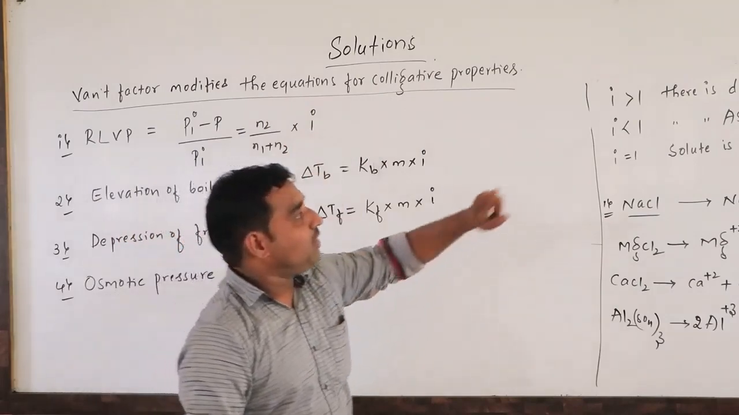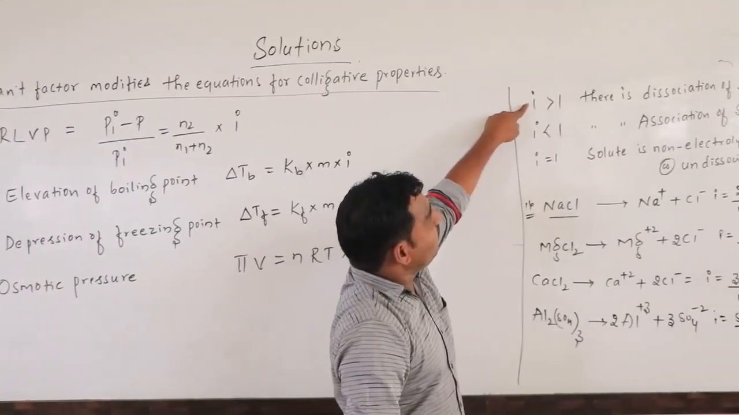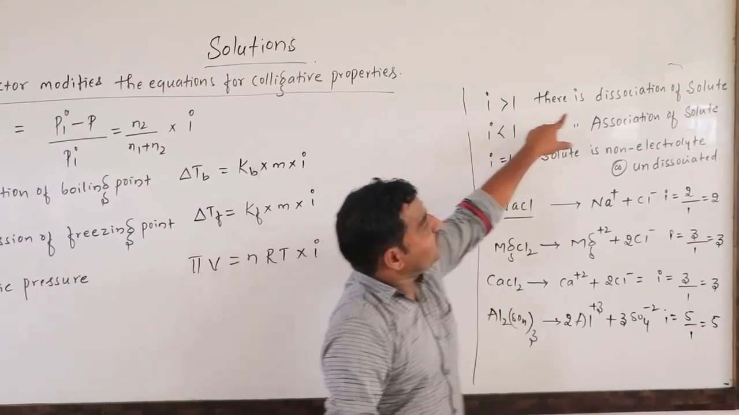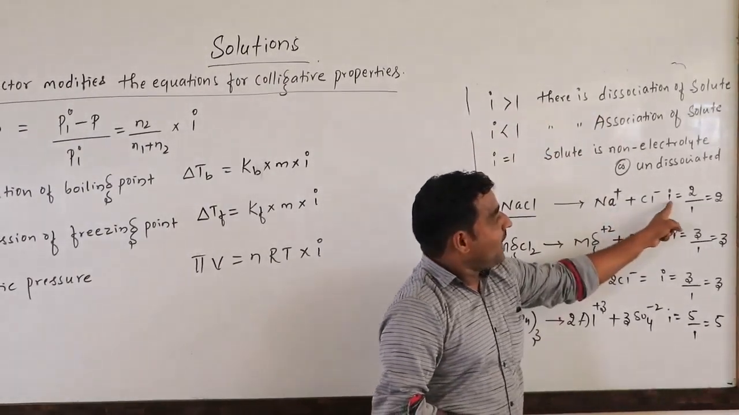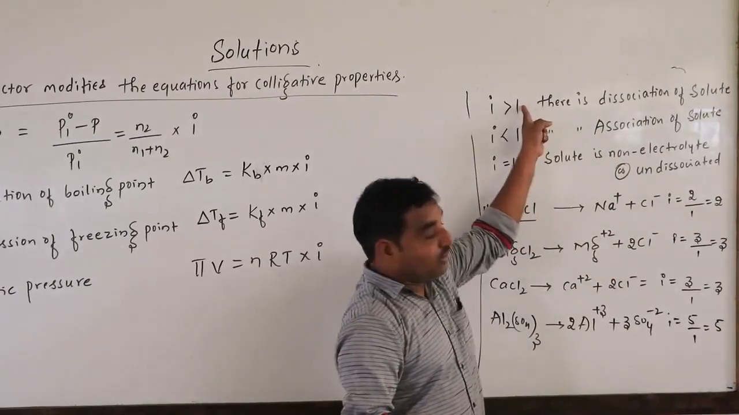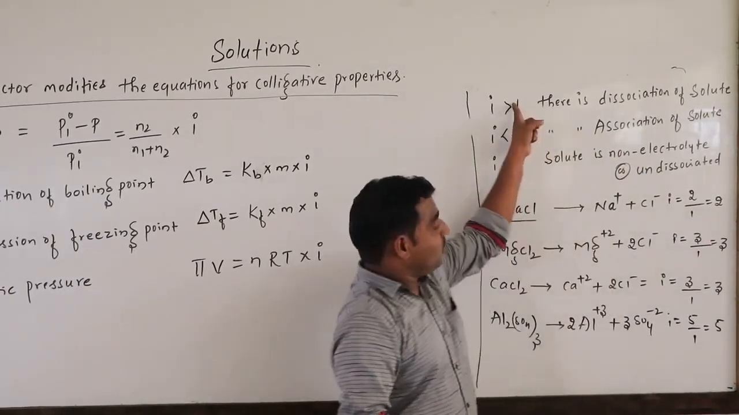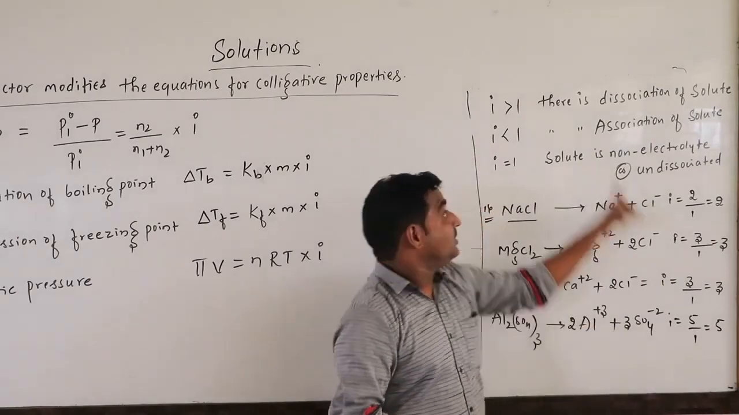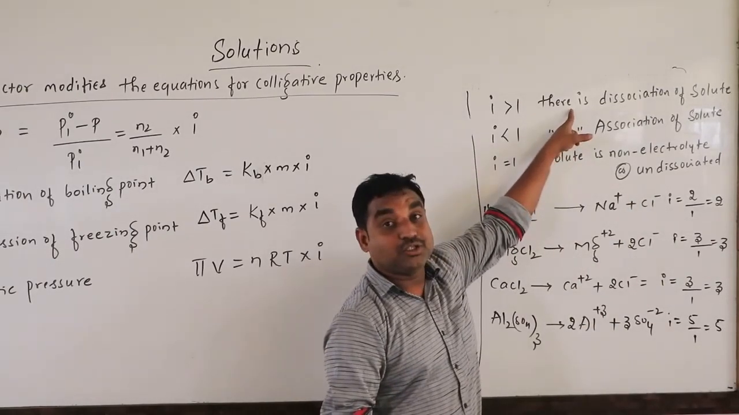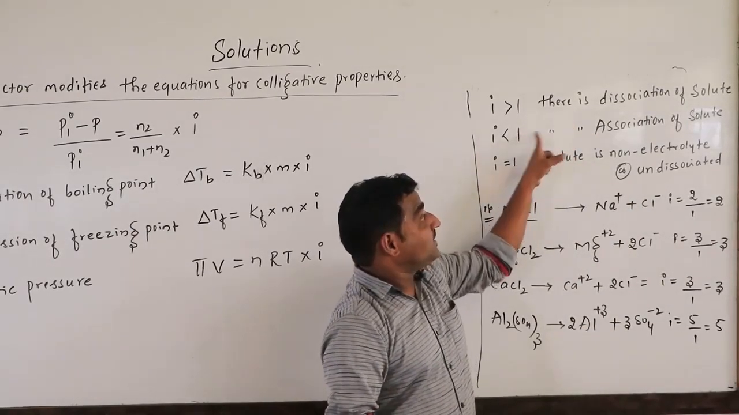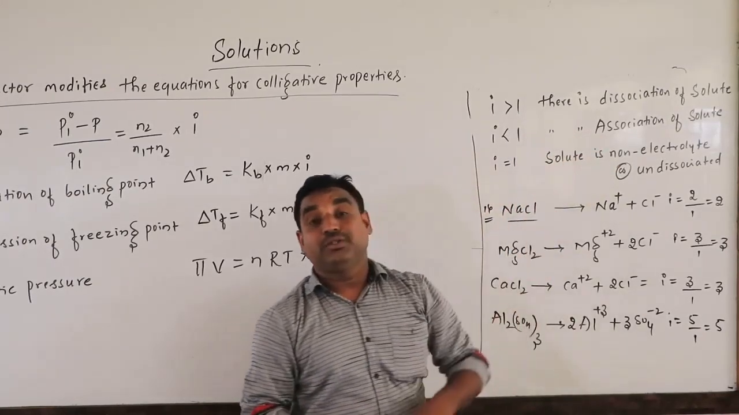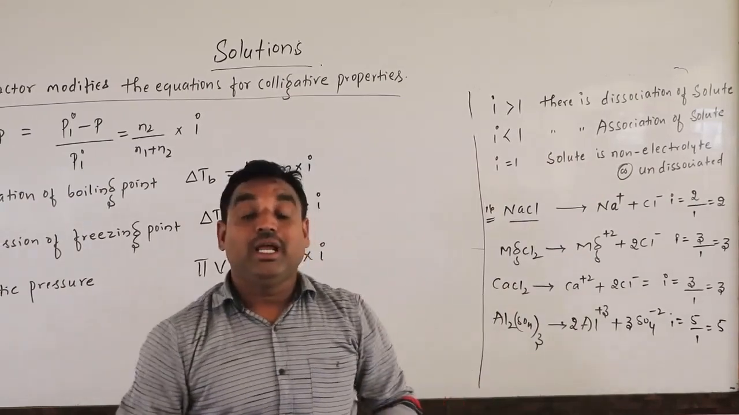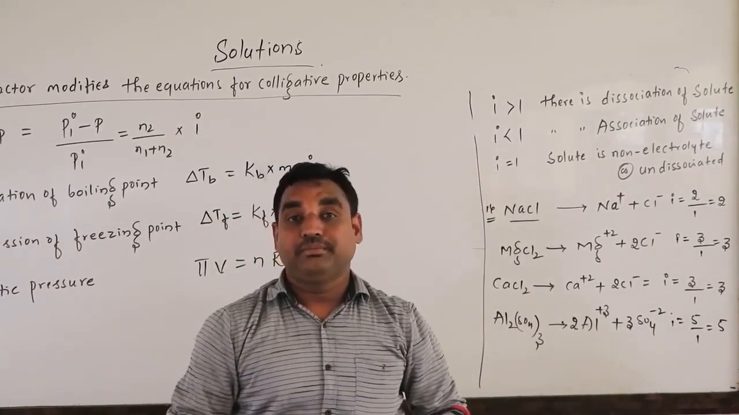You have to remember one more point regarding this. If i is greater than 1, dissociation of a solute is taking place. Example, we already know that. i equal to 2 means it is more than 1, i equal to 3 is more than 1, i equal to 5 is more than 1. In such cases, dissociation of a solute is taking place. If i is less than 1, association. If i is equal to 1, the solute will not dissociate or associate. That is a non-electrolyte.